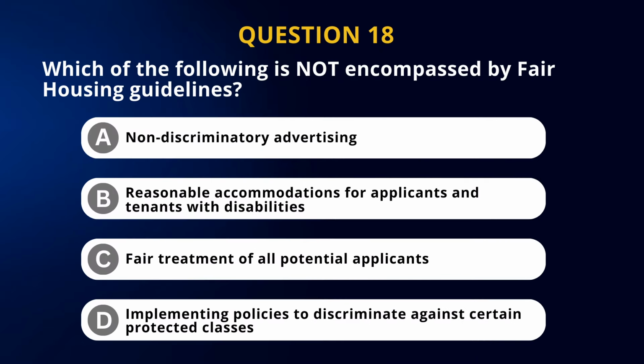Question number 18. Which of the following is not encompassed by fair housing guidelines? Letter A, non-discriminatory advertising. Letter B, reasonable accommodations for applicants and tenants with disabilities. Letter C, fair treatment of all potential applicants. Letter D, implementing policies to discriminate against certain protected classes.